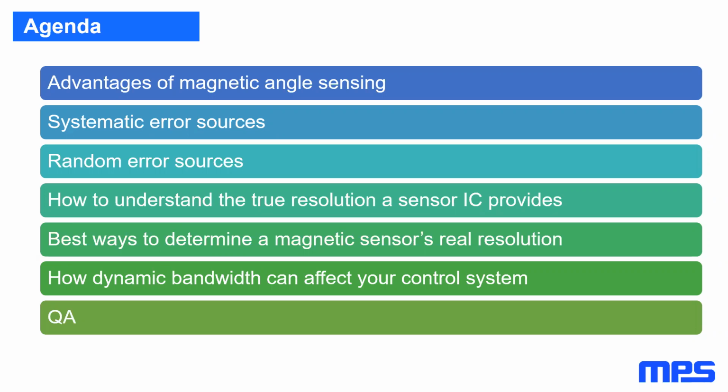sensors, particularly magnetic sensors. We will then talk about how to understand what the real resolution is. How do we really define resolution? What does it actually mean? And then the flip side of that, of course, is the dynamic bandwidth. When you make a trade-off for higher resolution, what does that do? How does that actually affect your control system? And we'll finish off, like Kelly said, with a little bit of Q&A.